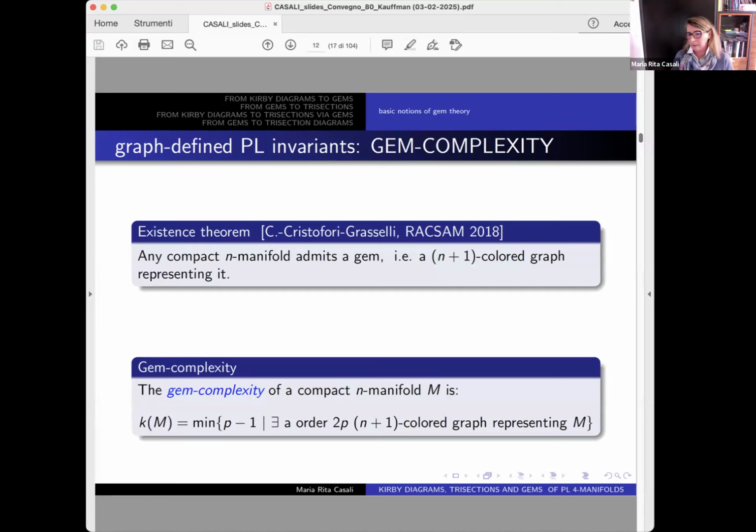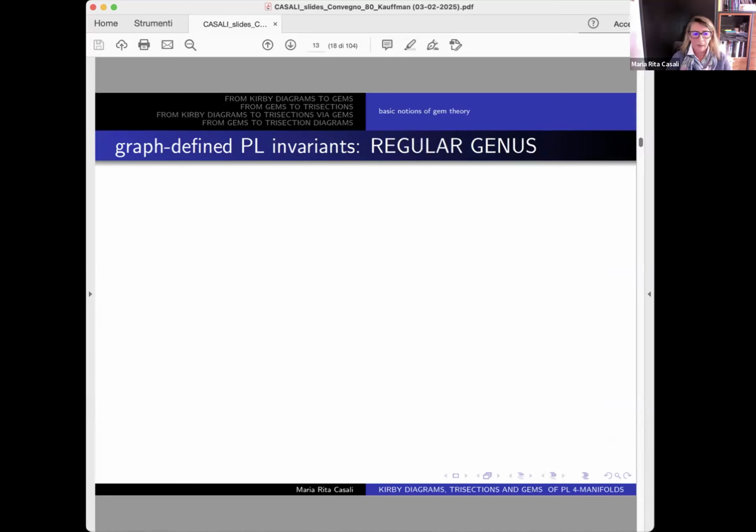And in this sense, it is similar to the well-known Matveev complexity in dimension 3. Moreover, gem complexity enables interesting classification results related to automatically generated catalogs, especially in dimension 3 and 4. Actually, the most studied of the invariants arising from gems is the regular genus.